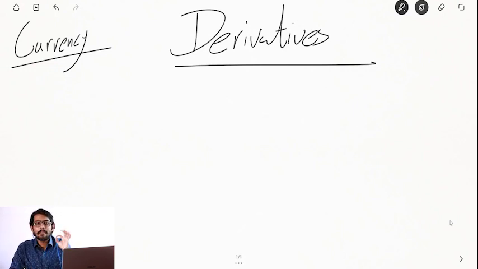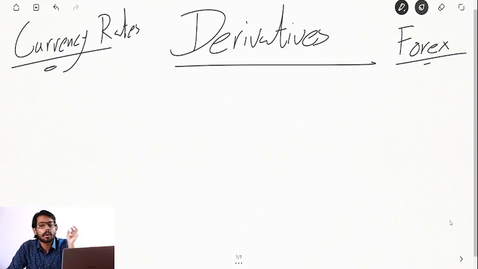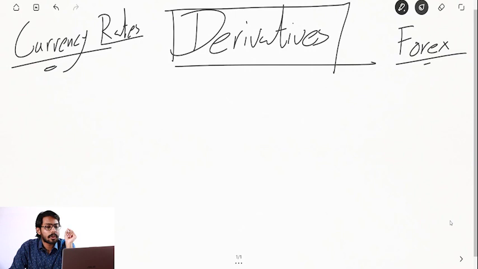So the point is, every company will have a forex exposure, and whenever there is a forex exposure, there is a risk, because currency rates are very volatile, very risky, they change very frequently. To reduce this risk, you will have to seek the support of derivative instruments. So basically, derivative instruments are certain tools that will help you reduce your risk.